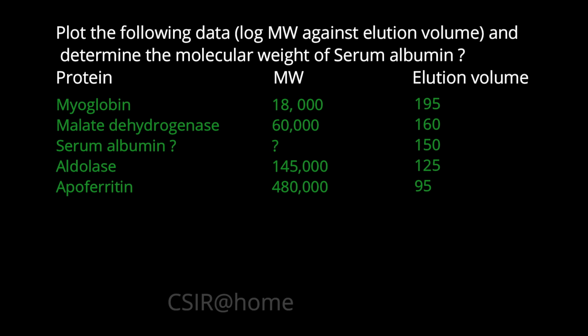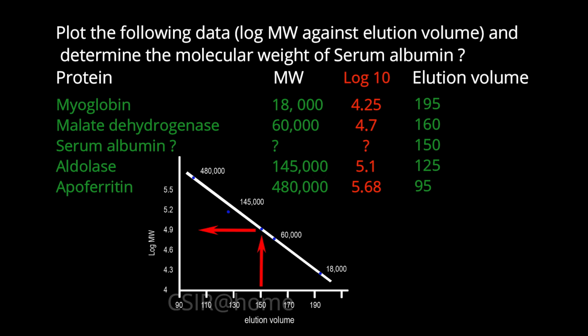First, we have to convert the molecular weight into log value. This is the log value. Plot the graph. This is the graph. From the plot, it is clear that a protein which has an elution volume of 150, which is our protein serum albumin, which has elution volume 150 ml, has a log molecular weight of, check here, 4.9. The antilog of 4.9 is 79,400. The molecular weight of that protein will be 79,400.